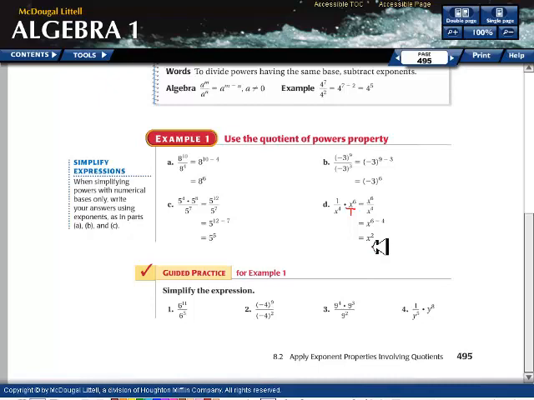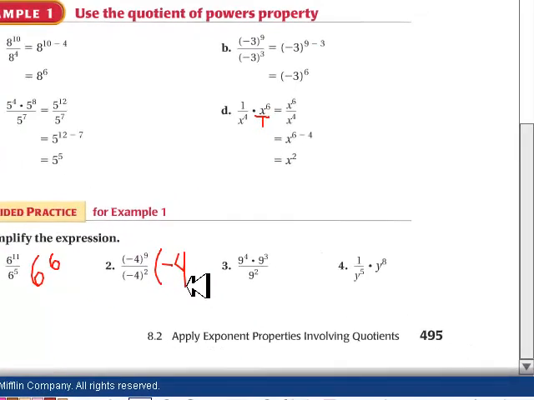So guided practice, number 1, dividing like bases, subtract your exponents, 6 to the 6th. Number 2, dividing like bases, subtract your exponents. Again, this is in parentheses, so make sure it stays in parentheses. So I've got negative 4 to the 7th.